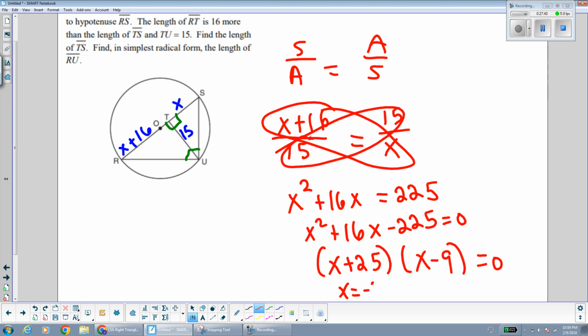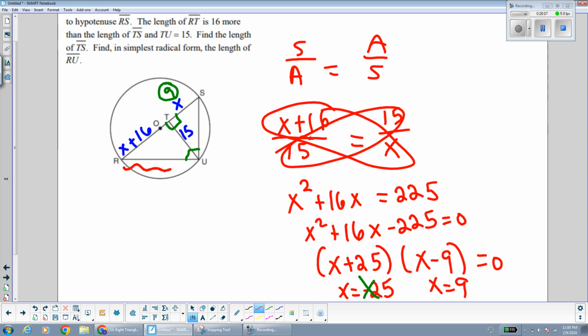We have two solutions, x equals negative 25 and x equals 9. Once again, since we're talking about a real world object, a shape that you can see, it doesn't make sense for it to have negative side lengths. Then you wouldn't be able to see it. So our x value is 9. So let's find the length of TS. Well, that's x. So that is 9.